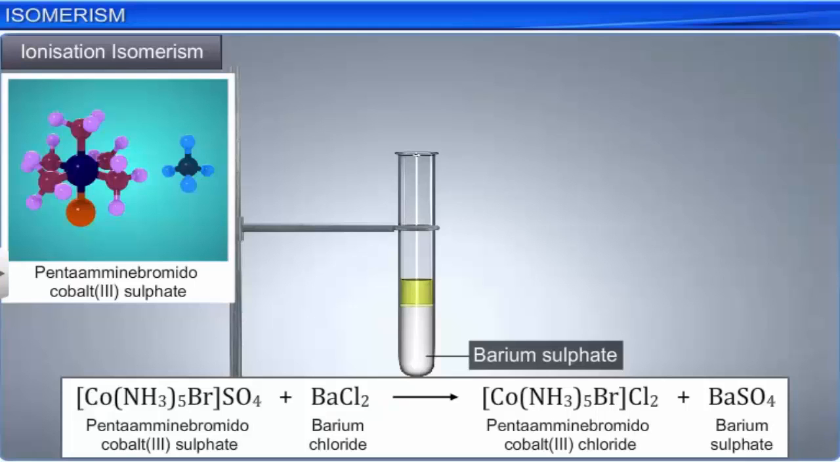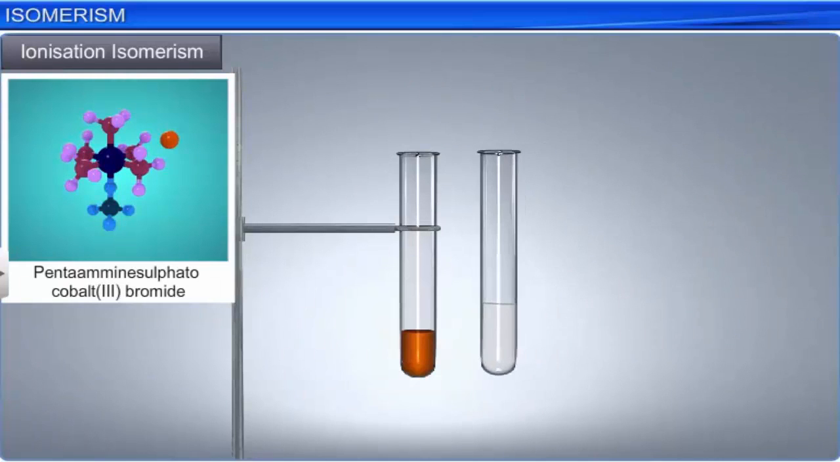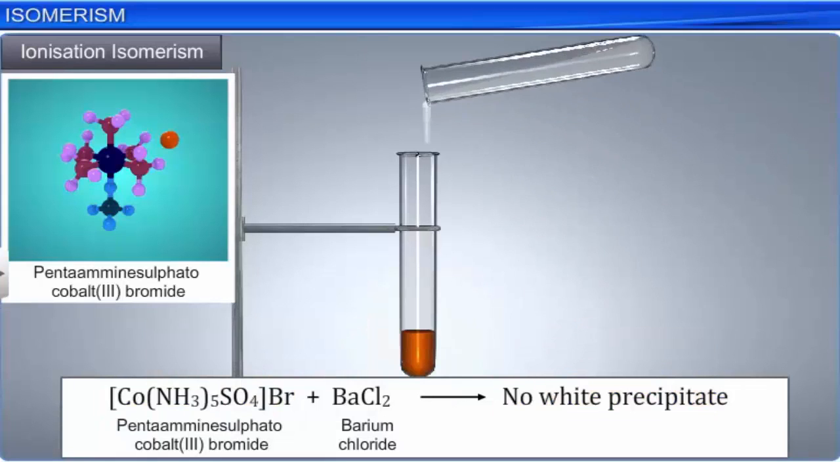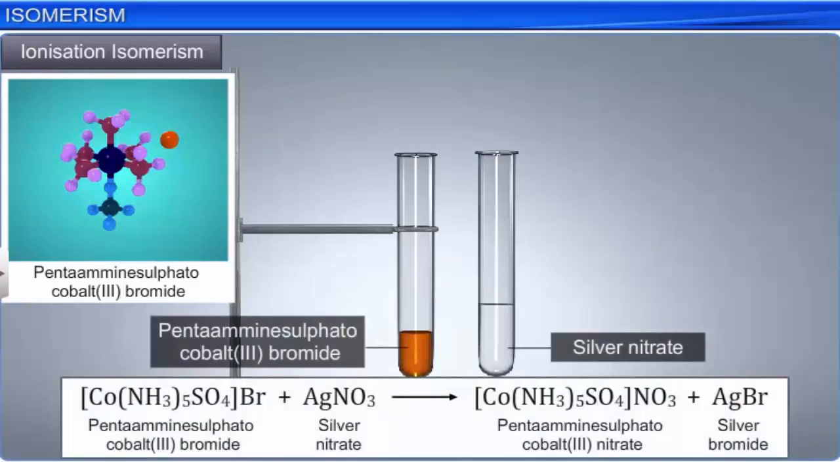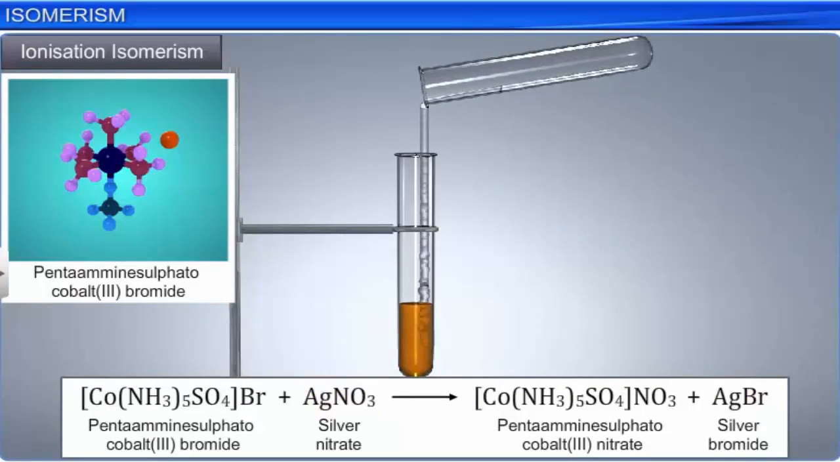It does give a pale yellow precipitate of silver bromide with silver nitrate, confirming the presence of free bromide ions. Other examples of ionization isomers are tetraamine dichloridoplatinum 4 bromide and tetraamine dibromidoplatinum 4 chloride.